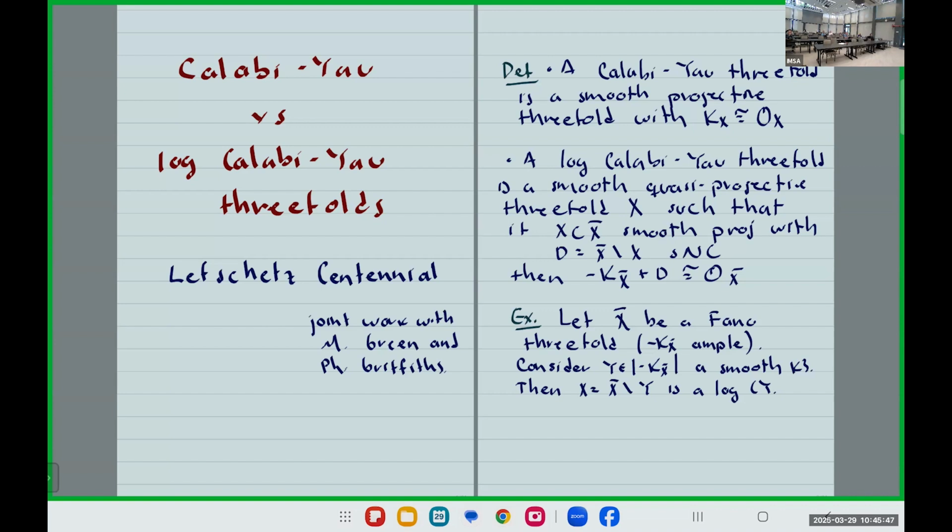What I'm going to tell is going to be a comparison between some properties of Calabi-Yau threefolds and low Calabi-Yau threefolds. This is joint work with Martin and Griffiths. Let me recall that a Calabi-Yau threefold is going to be a smooth projective threefold. I'm just going to ask that the canonical bundle is trivial. I'm not going to ask anything about the fundamental group, I'm just focusing on the threefold case.